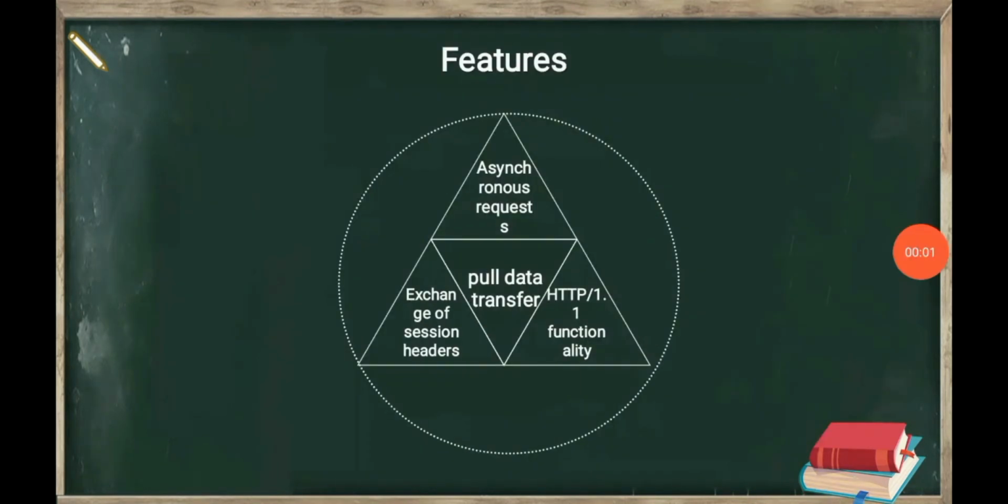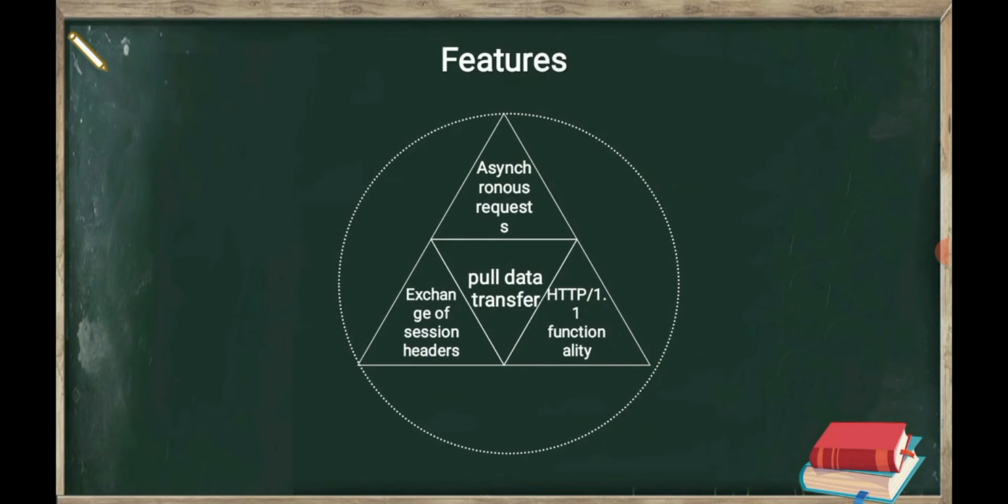The features are HTTP/1.1 functionality. It supports the functions which are offered by HTTP/1.1, such as extensible request or reply methods, composite objects, and content type negotiation. The next one is exchange of session headers. Client and server can exchange the request reply headers in this WSP/B. The request or reply headers are constant over the lifetime of the session.